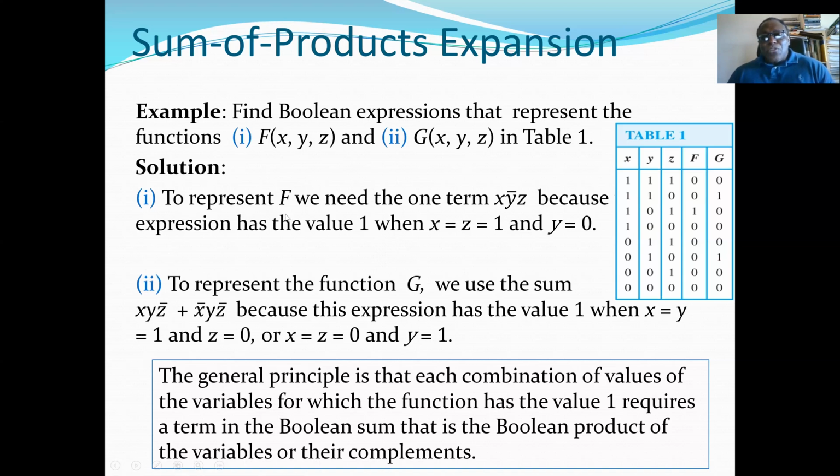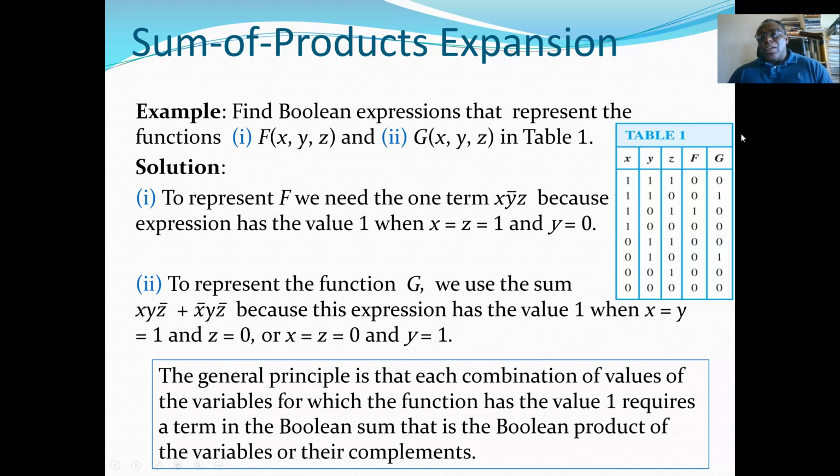Here they say to represent f, we need the one term x, y invert, z, because the expression has the value 1 when x and z are equal to 1, and y is 0. So when we look where the function f has 1, we can see that x is 1, z is 1, but y is 0. That's why the term will be x, y invert, z. So that's the solution. Now, when we look at g, g will give us more to make the concept of a sum of products more understandable.